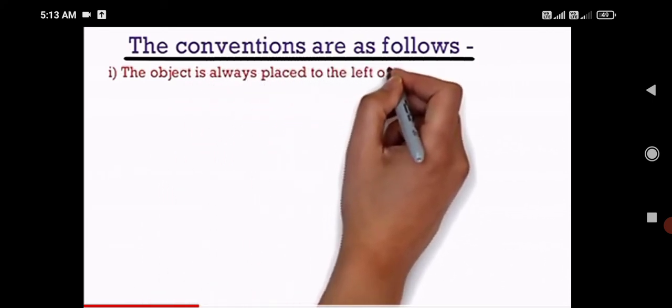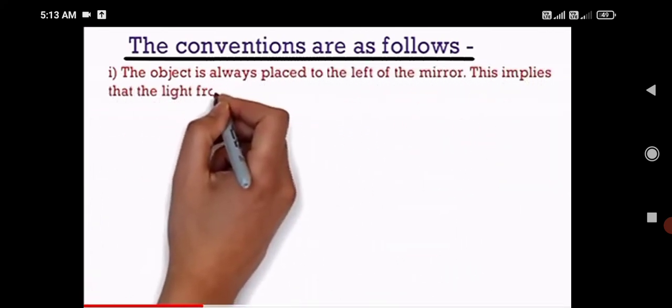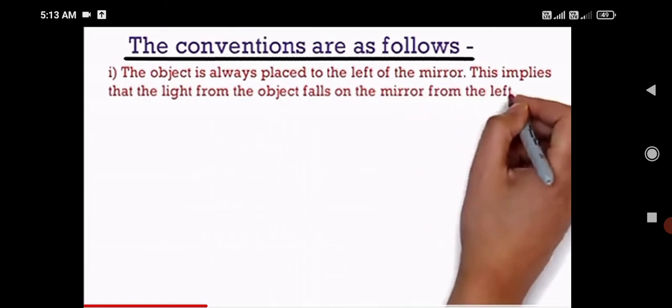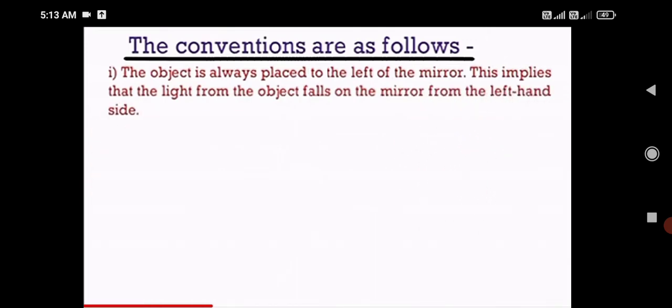Now what are the conventions? The object is always placed to the left of the mirror. This implies that light from the object falls on the mirror from the left hand side. So if the object is on the left side, the ray falling on the mirror is also on the left side.